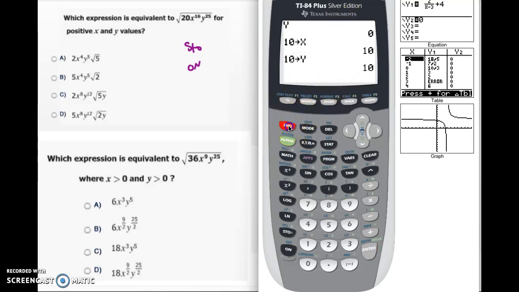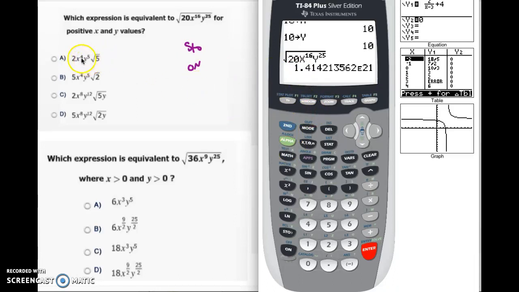But what I get to do now is I get to put in a square root of 20x to the 16th. Okay, 20 x to the 16th. And then I'm going to arrow over, because I don't want it to stay in the exponent, but don't arrow out of our radical, alpha y square root 25. So we're going to get some weird number, right? Because I plugged in a 10 for the x and a 10 for the y, but I can see here that we should get a 1.41 e to the 21st, okay? So that means times 10 to the 21st power.